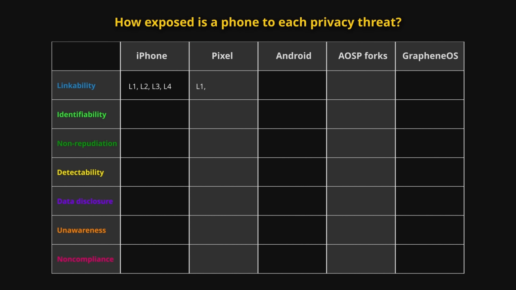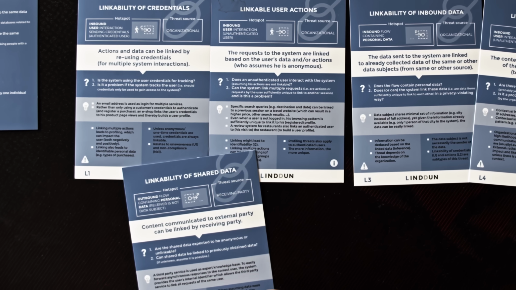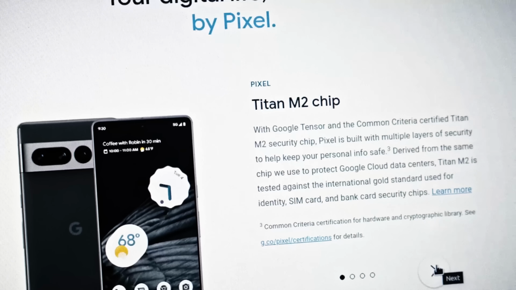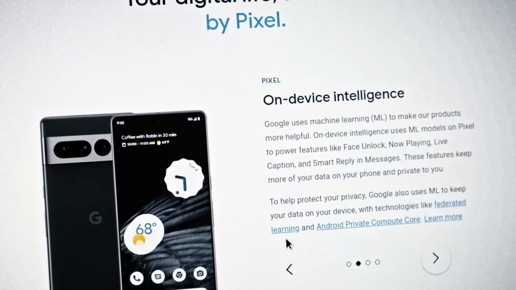Google Pixel has all the same data collection problems as Apple does, but by default, Google does share more data with third parties than Apple, so I have to give Pixel a point on linkability of shared data. Google also implements data minimization and also processes more and more data on device, so Pixel won't get any more points on linkability.